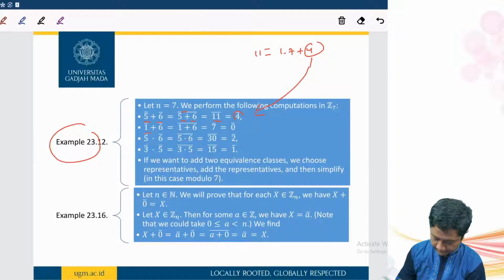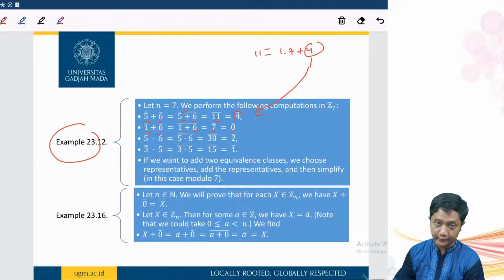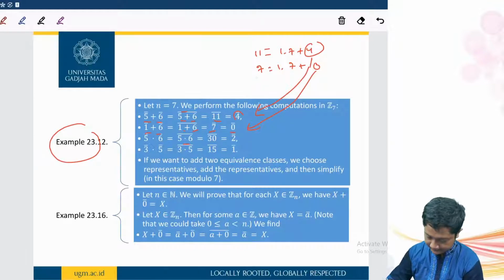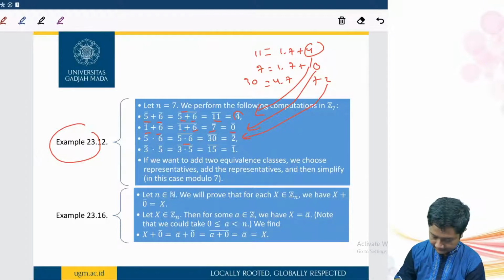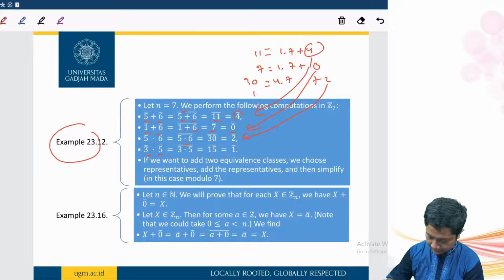And I have 1 bar plus 6 bar. 1 plus 6 is 7, and 7 is 0, because 7 is 1 times 7 plus 0. So I have this 0. How about 5 times 6? Again, the same thing. 30 is 4 times 7, 28, plus 2. So I have this 2. Another one, 3 times 5 is 15. 15 is 2 times 7 plus 1. So I have this one.